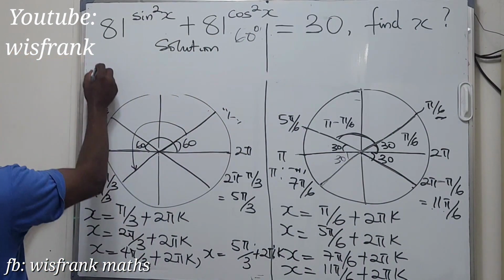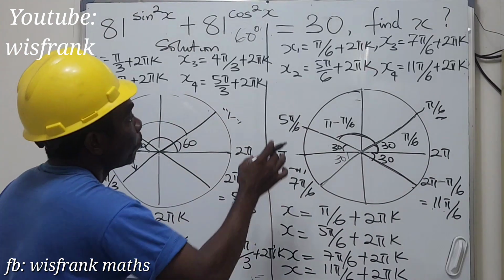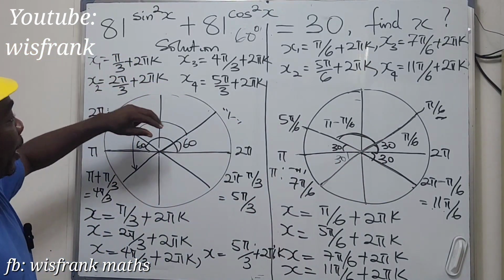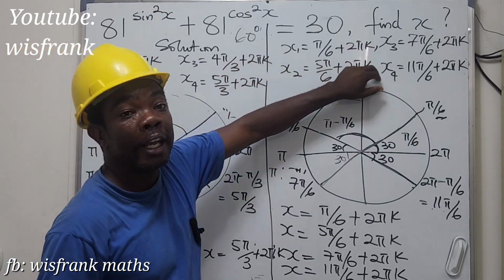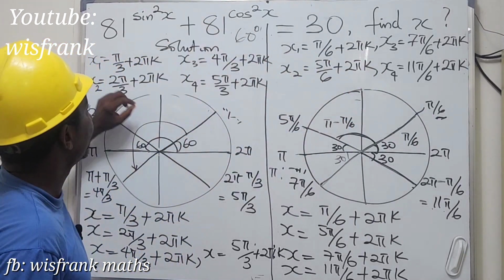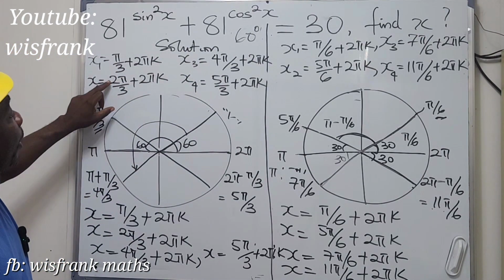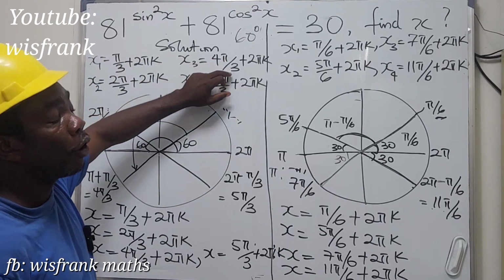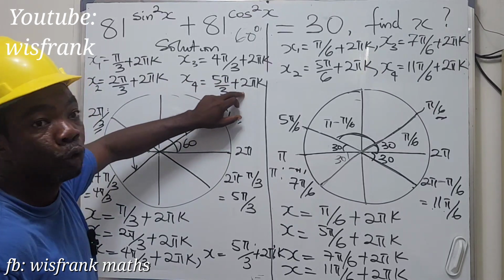So here I've written it out. We have our values of x, 1, 2, 3, 4, 5, 6, 7, 8 values of x for this solution. The first one is pi all over 3 plus 2 pi k. The second one is 2 pi all over 3 plus 2 pi k. The third one is 4 pi all over 3 plus 2 pi k. Then the fourth one is 5 pi all over 3 plus 2 pi k.